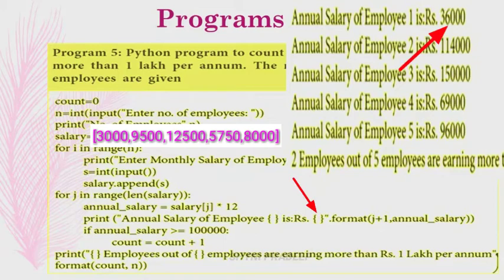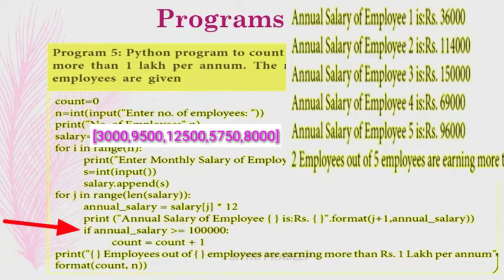36,000 will be printed on the output screen. This is the annual salary, 36,000 for employee 1. And see the next line, this is the if condition. If annual salary is greater than or equal to 1 lakh, you have to check this condition. Annual salary is greater than or equal to 1 lakh.